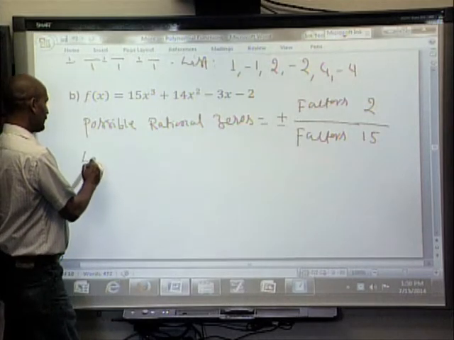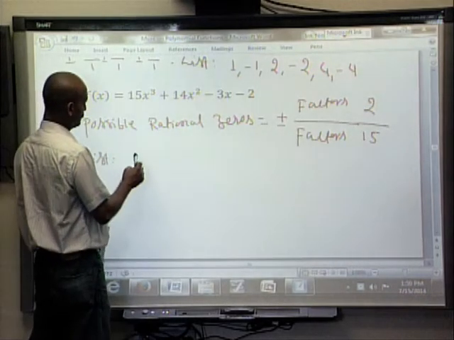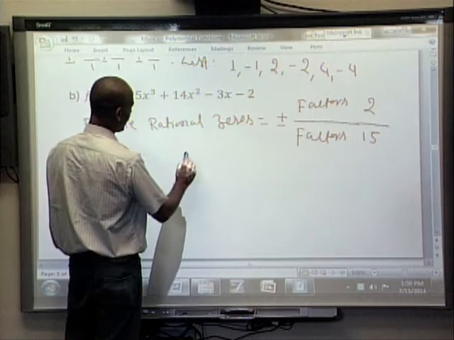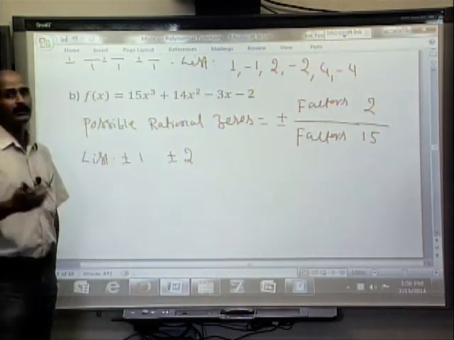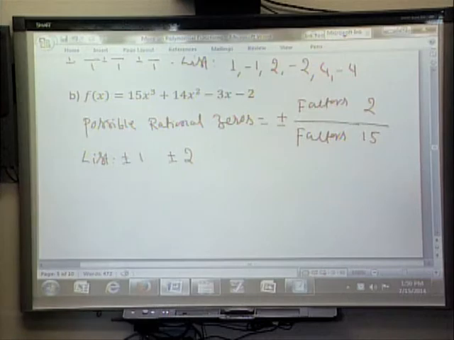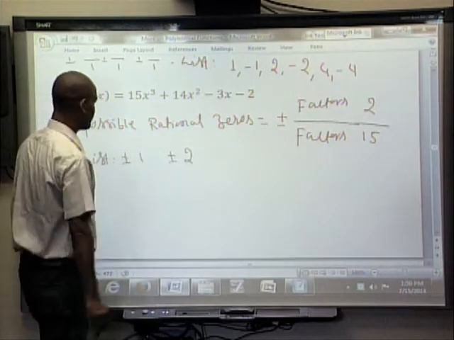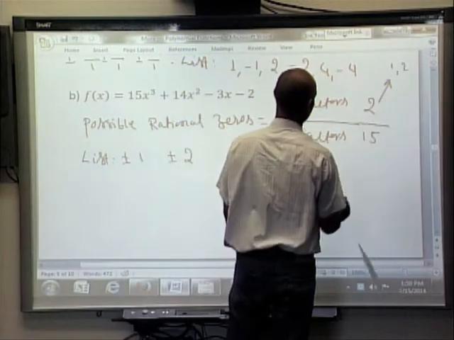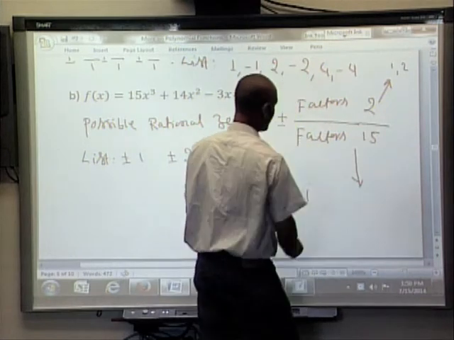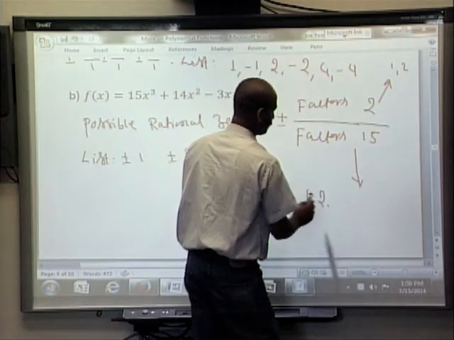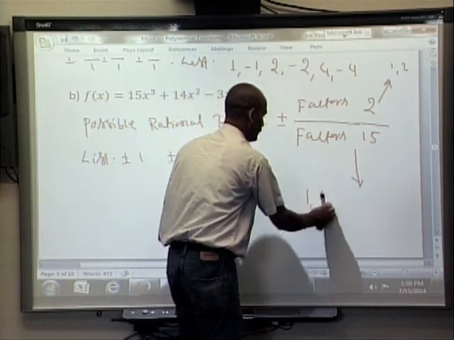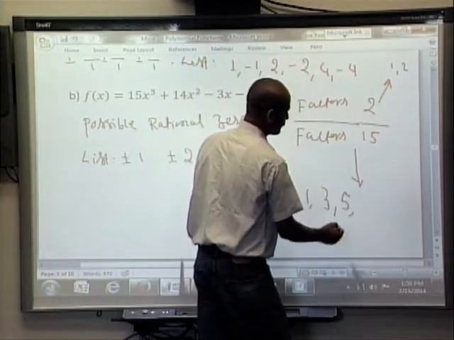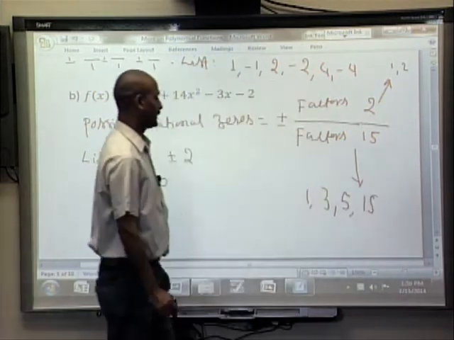Factors of 2, now I will be making the list. Factors of 2: 1, we have to take plus minus 1. A factor of 2 is either 1 or 2 itself, there is nothing more. Now, factor of 15. The factors of 2 are 1 and 2, it's done. If I think of factors of 15, 1 can be a factor of 15, 2 cannot be a factor of 15. So, 3 can be a factor of 15, 5 is a factor of 15 and 15 itself is a factor of 15.